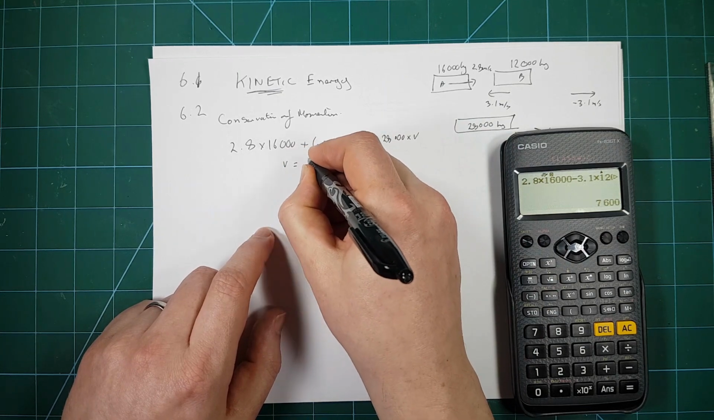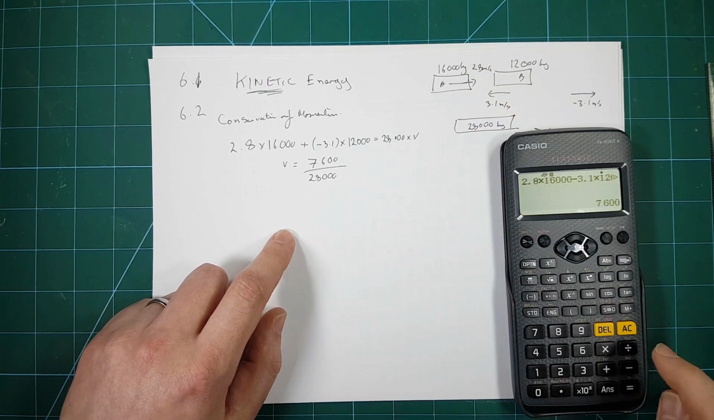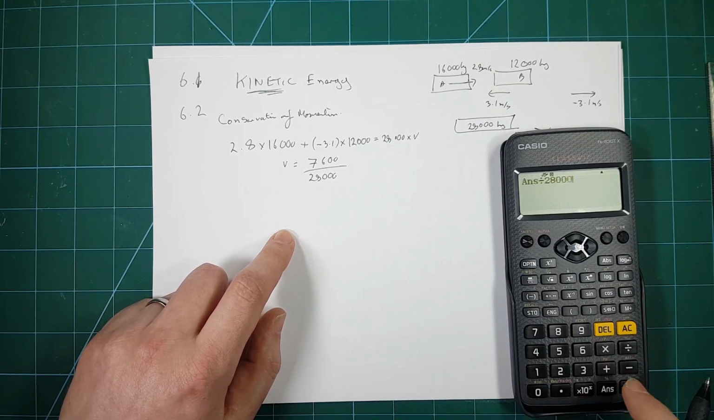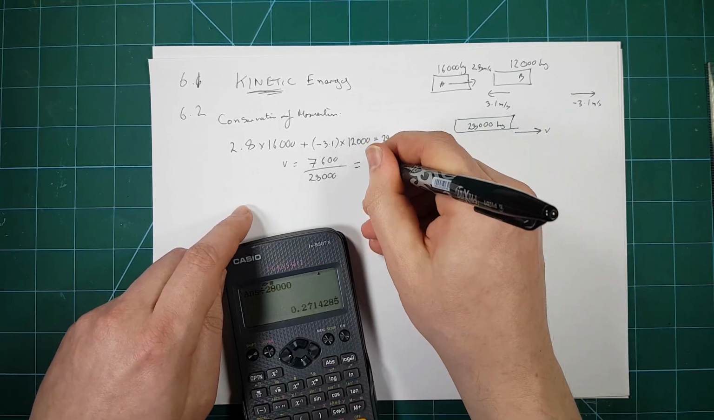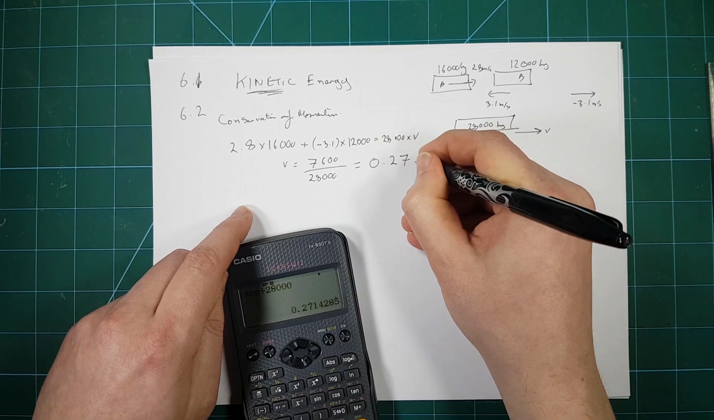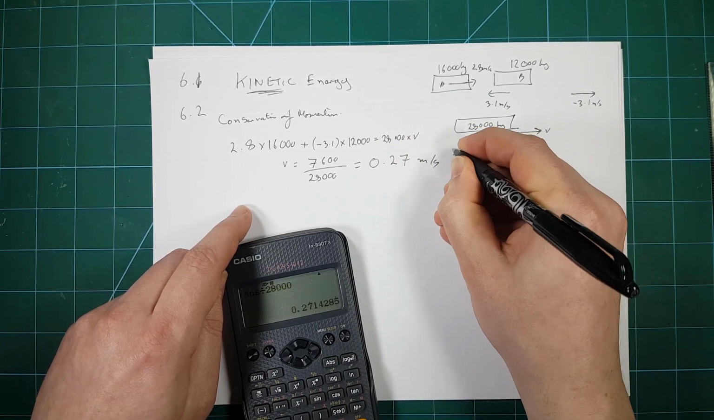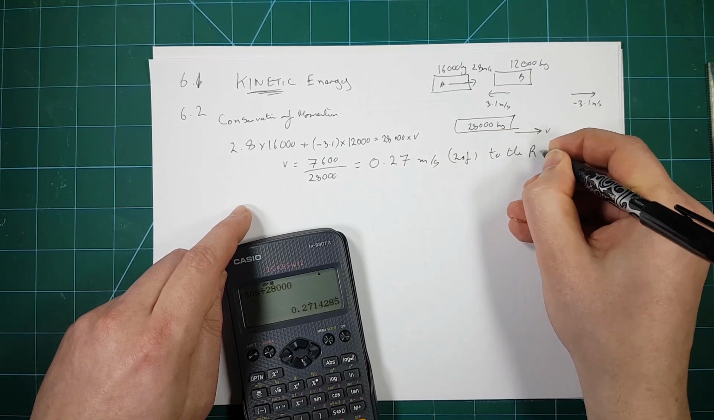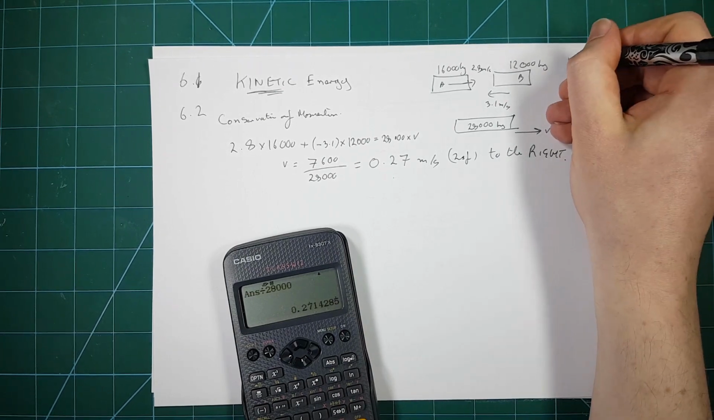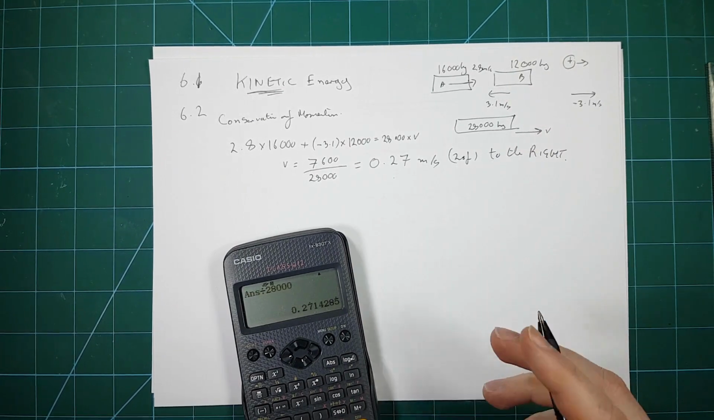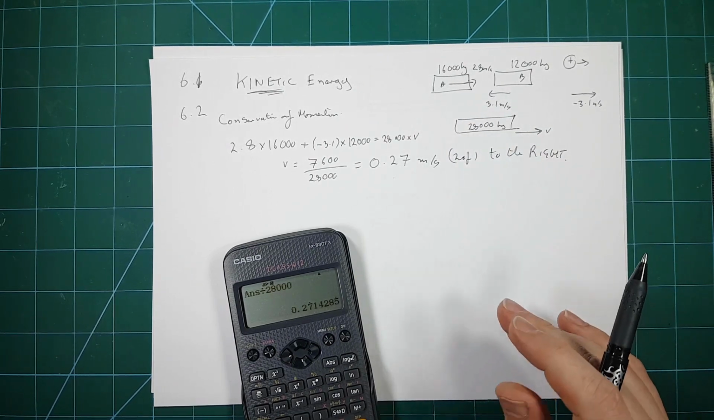So v is equal to 7600 divided by 28,000, which is the combined masses, which is v is equal to 0.27, and the rest of the digits, but 2SF, and it's to the right. Okay, because it's positive, and we said that to the right was positive at the beginning. I put minus for that in, that comes out as positive, so that means it's to the right.